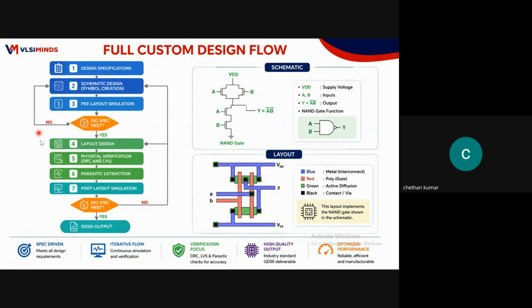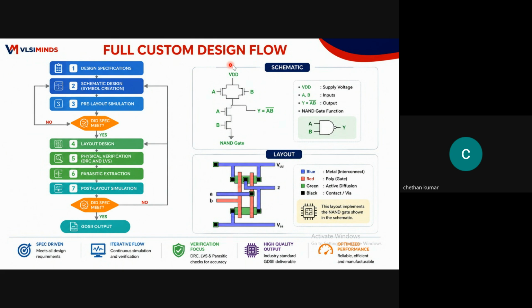So we draw the layout, verify it for DRCs, and any violations will be solved. Then we do the parasitic extraction and go for the post-layout simulation. If it is failing or not meeting our specifications, then we need to correct it either at the schematic level or at the layout level to meet our specification. If it is met, then GDS extraction is done. GDS2 will be the output, and it will be given to the foundry for fabrication.